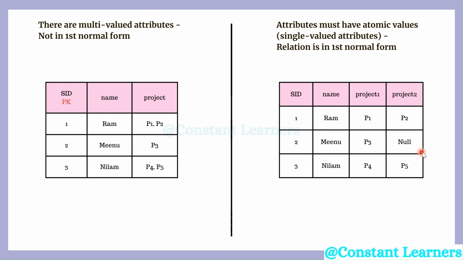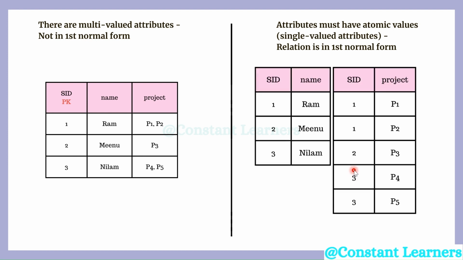But now, again in this case, if let's say only 200 students are working on 2 different projects and 800 students are working on only one single project, then in that case, how many null values are we going to get? 800 null values, which is also not a very good database design. We cannot have so many null values in our relation, in our table, right? So even though this table is in first normal form, this is not a very good database design. Let's look at another way of transforming it into first normal form.